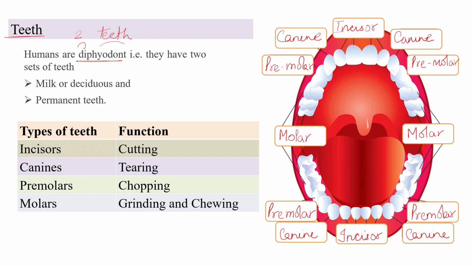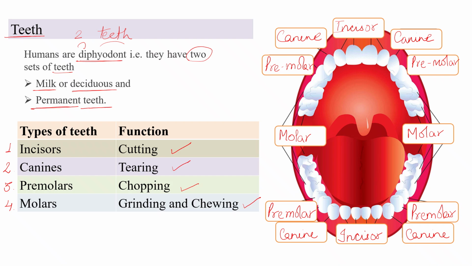That is, we have two sets of teeth. The first is the milk or the deciduous, which can be replaced, and the second is the permanent teeth, which cannot be replaced. Now we have four types of teeth: one incisor, second canine, third premolars, and the fourth one is molar. Incisors are used for cutting, canines for tearing, premolars for chopping, and molars for grinding and chewing.